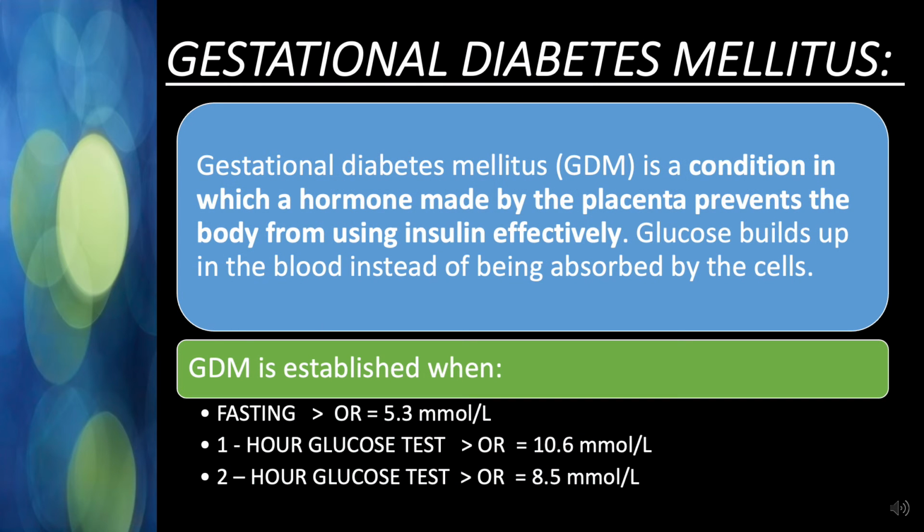Gestational diabetes mellitus, GDM, is a condition in which a hormone made by the placenta prevents the body from using insulin effectively. Glucose builds up in the blood instead of being absorbed by the cells.